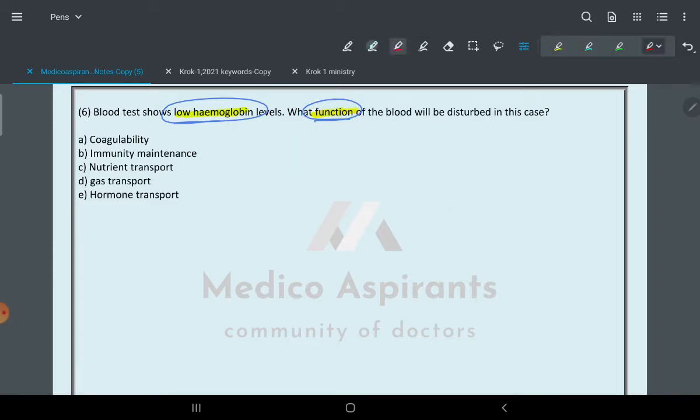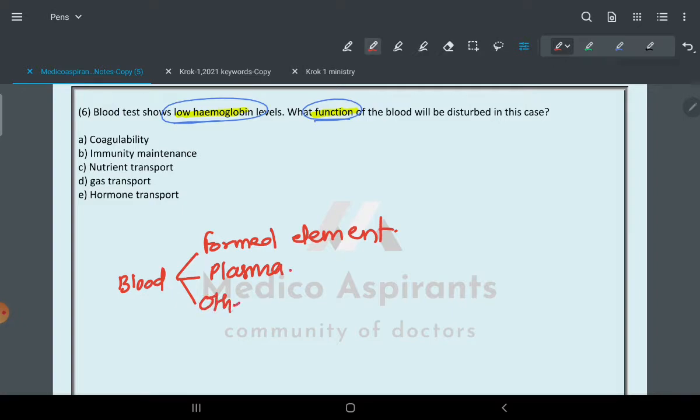So simply, blood has three main things: formed elements, plasma, and others. Formed elements and plasma are around 70%. In blood, formed elements have two further subdivisions. They may be either RBC or WBC.